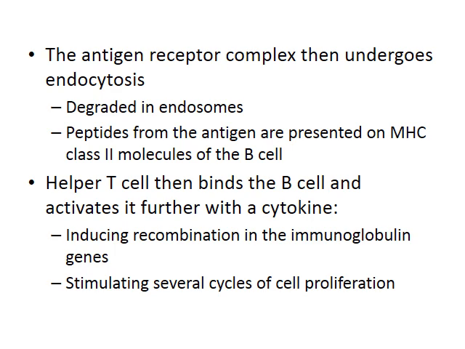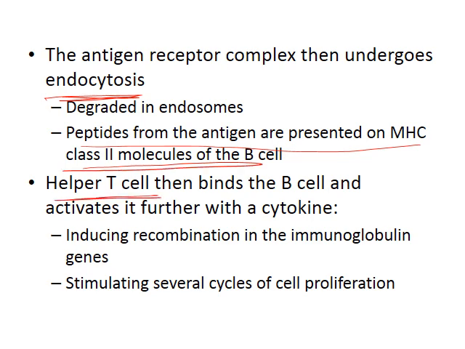So the antigen receptor complex then undergoes endocytosis of the B cell. This is going to be degraded in the endosomes. Peptides from the antigen are presented on MHC class II molecules of the B cell, and then the helper T cell will then bind to that molecule, or the B cell, and activate it through cytokines. These are going to induce recombination in the immunoglobulin genes and stimulate several cycles of cell proliferation. Recombination is what gives us our variable region of our antibody.